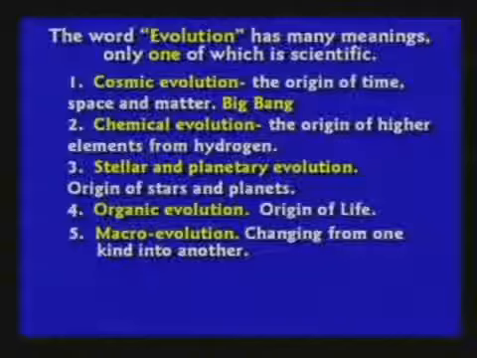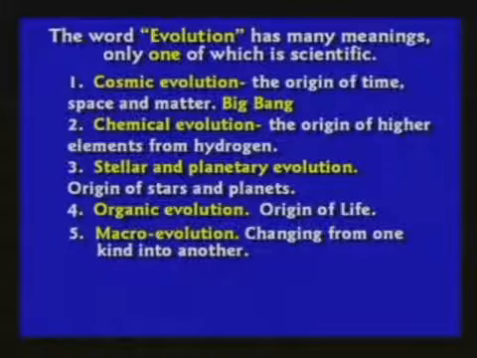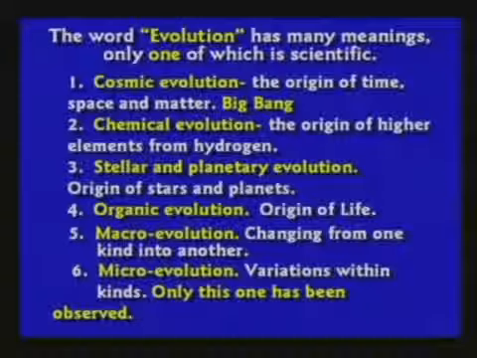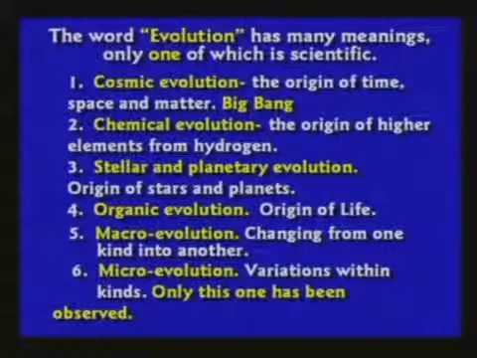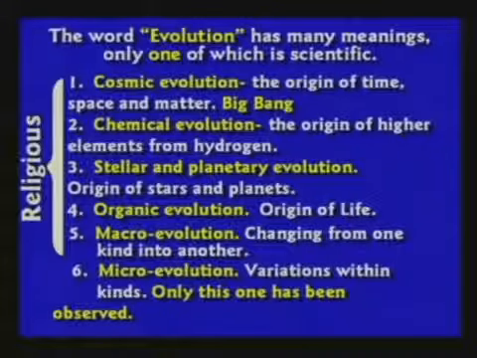Fifthly, we have what's called macroevolution. This is where an animal changes from one kind into another. Nobody's ever seen that. Lastly, we have what's called microevolution. And again, I object to the term, but they use it. So this one happens. The first five are purely religious. And if you want to believe those, that's fine. Honestly, I don't care what you believe. But don't call it science.